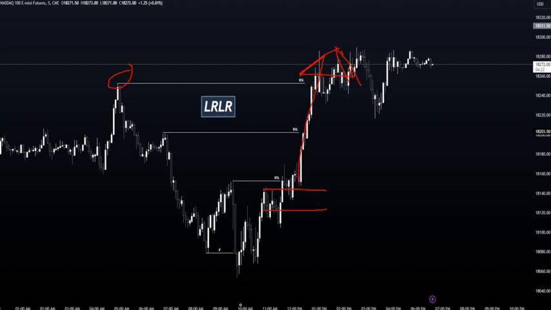And this is in a span of what? We got 10 o'clock here. Gets to buy side liquidity around 1 o'clock. That's about a 2-3 hour trade on the 5-minute time frame.